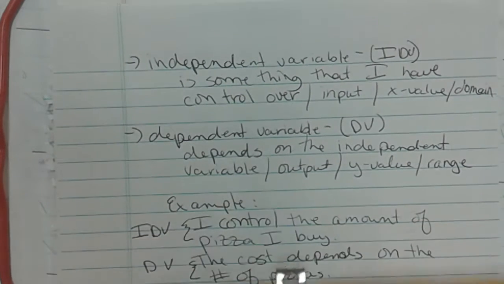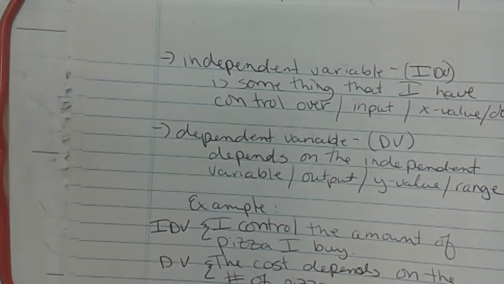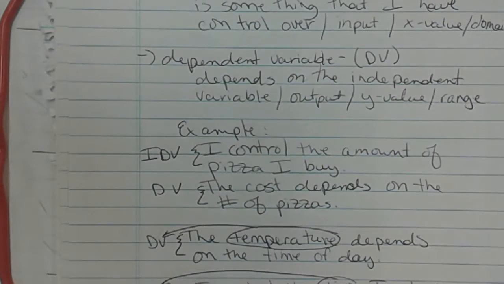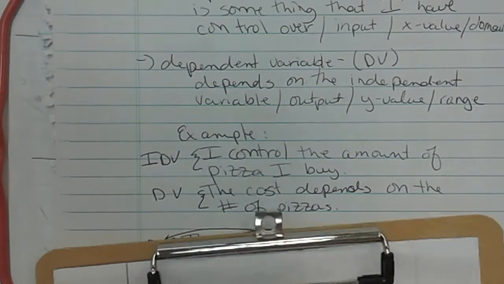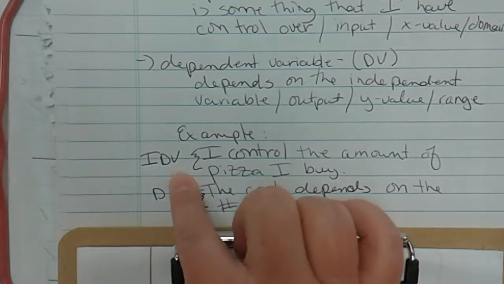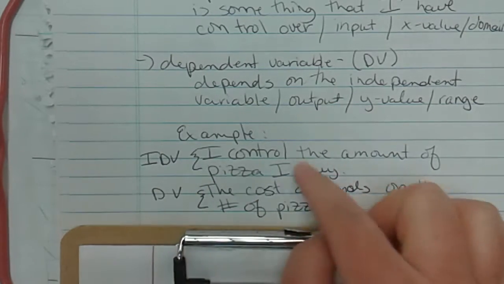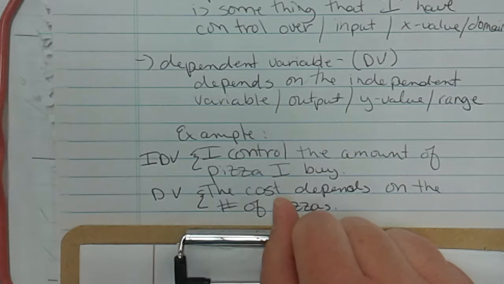So examples of this is this. I have control over the number of pizzas I buy. Therefore, that is the independent variable because I control it. If I go into Pizza Hut, I can buy 10 pizzas, I can buy 5 pizzas, I can buy 1 pizza. I have control over that.